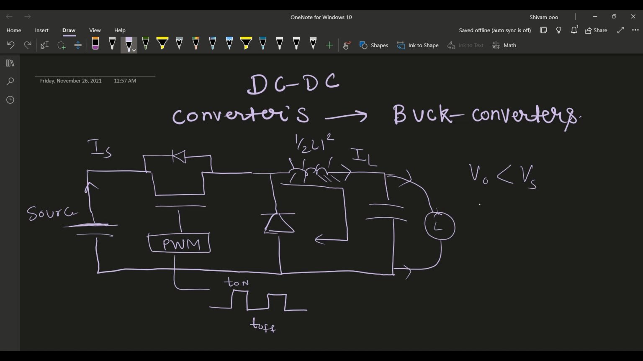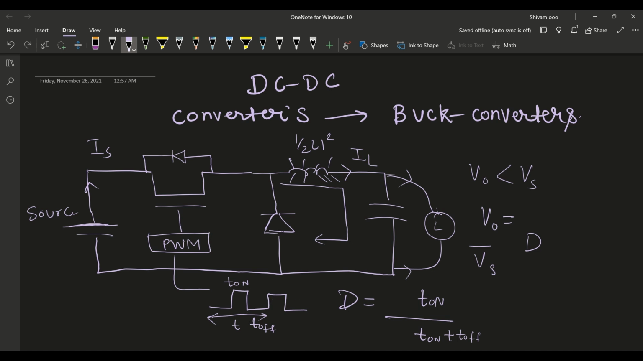As you already know from the theory, the transfer function of this buck converter is Vo divided by Vin, or Vs, equals the duty cycle D. D is the duty cycle of the switching of this MOSFET, which is T on divided by the total time period. The total time period is T on plus T off. This T is the time period of this square pulse PWM waveform.